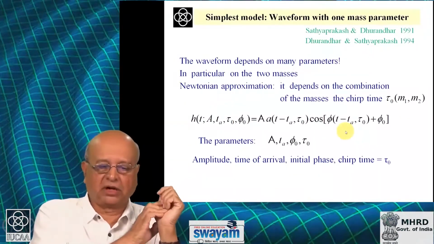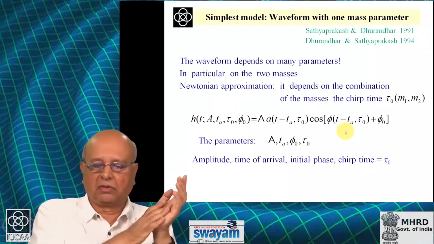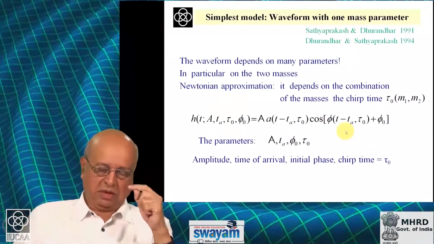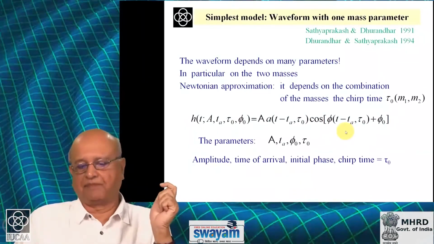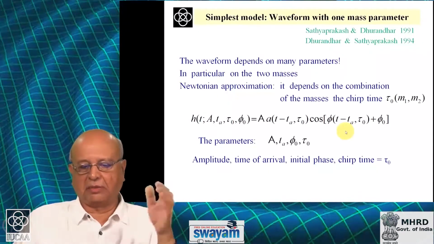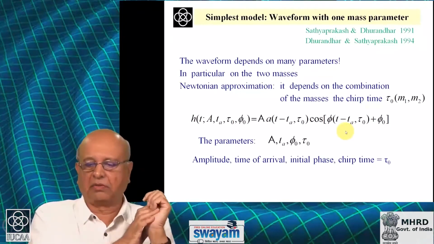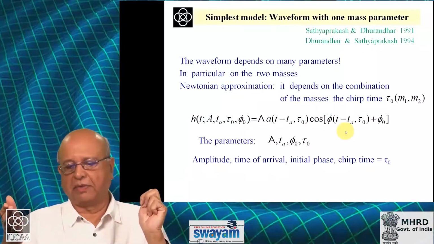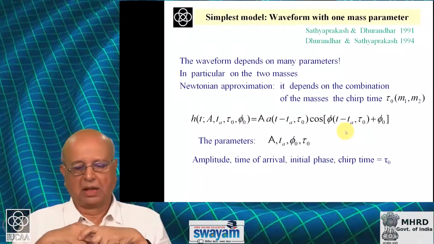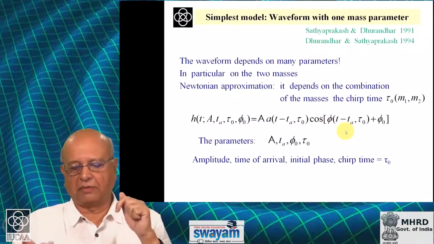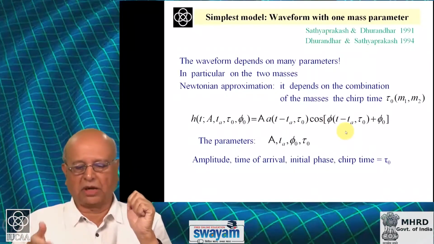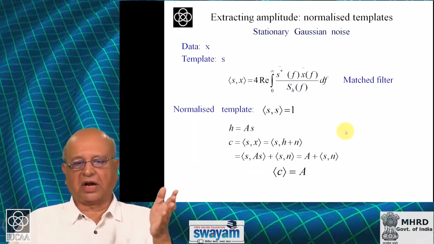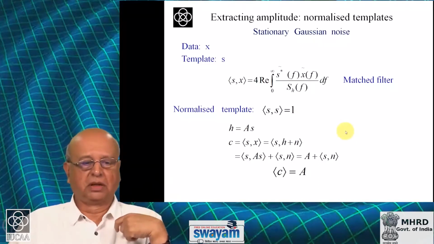There are 4 parameters: the amplitude, the time of arrival, tau naught, the chirp time, which is in fact the masses of the binaries, and phi naught, the phase at arrival. It looks something like this: A times a slowly evolving amplitude, which I have not written down there, it is not important for our purpose, and a phase phi of t minus Ta, tau naught, plus phi naught. The parameters, as I pointed out, are 4 of them: A, Ta, phi naught, and tau naught. Amplitude, time of arrival, initial phase, and chirp time tau naught. Now, extracting the amplitude. How do you extract the amplitude from this? You have the data x.